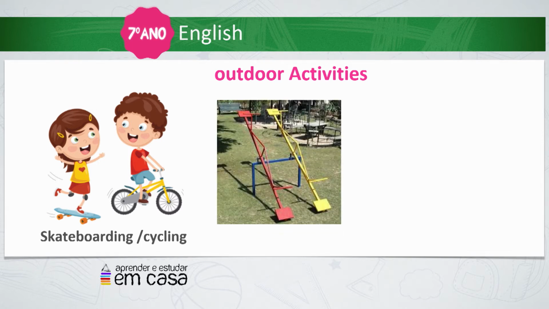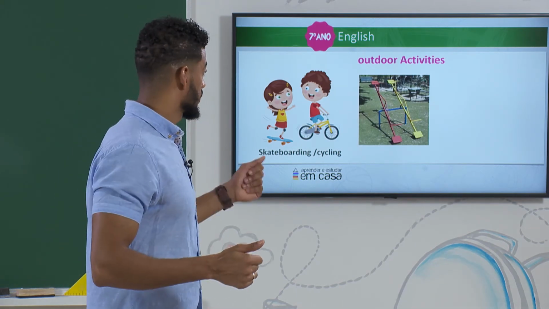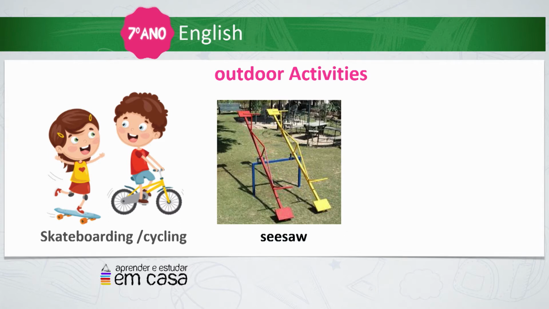So the next one, we can see here another type of outdoor activity. We can have it at the playground or at the park. Also, you might have it at your school. Good. So here, it's called seesaw.